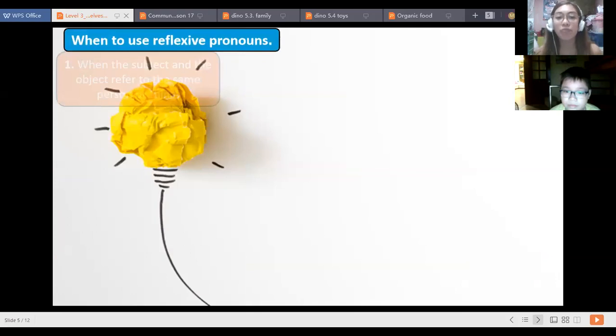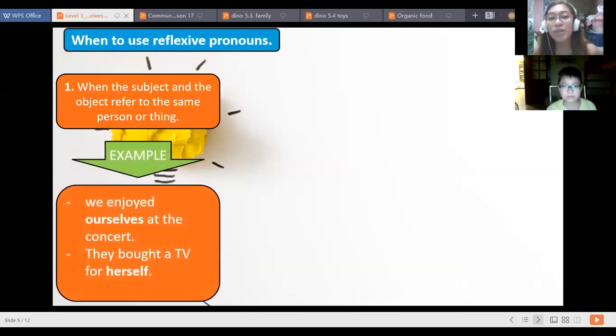So when to use the reflexive pronoun? Number one, when the subject and the object refer to the same person or thing. For example, we enjoyed ourselves at the concert. They bought a TV for herself. Again, Ken, number one, when the subject and the object refer to the same person or thing. For example, we enjoyed ourselves at the concert. They bought a TV for herself.